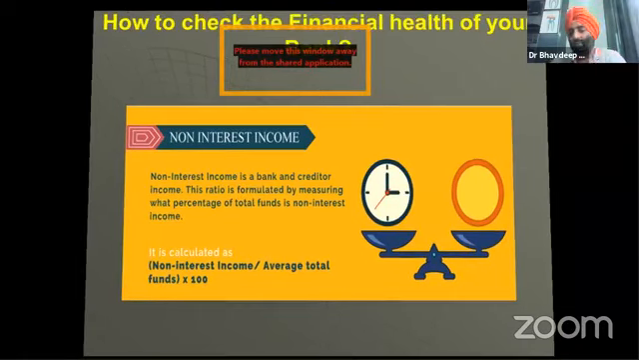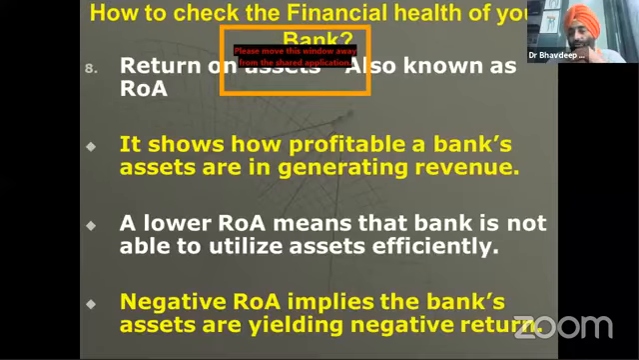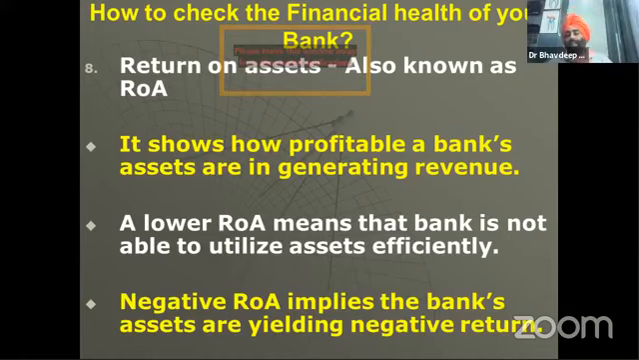The eighth or the last factor is the return on assets, also known as the ROA. It shows how profitable a bank's assets are in generating revenue. A lower ROA means the bank is not able to utilize its assets efficiently. It means the loans are not getting a payback. Negative ROA means the bank's assets are yielding a negative return.